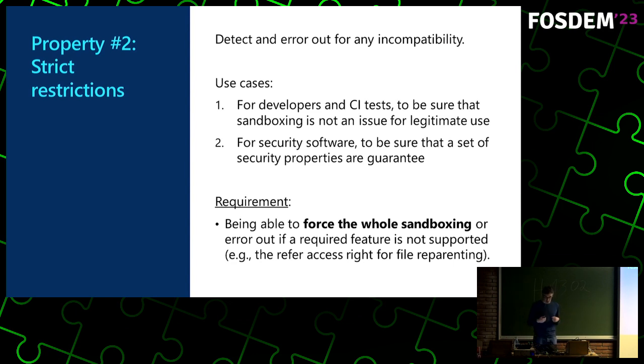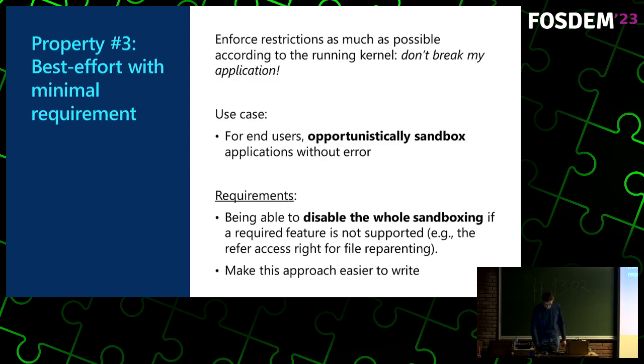So you want to catch these kinds of issues in your CI. And also, for security software, you want to have some security guarantees. So you want a way to follow the whole sandboxing with all the security features that we embedded in our application. The third property is to be able to enforce the best default security with some minimal requirements. So that's kind of the opposite.